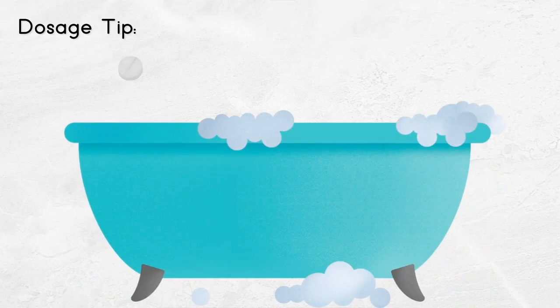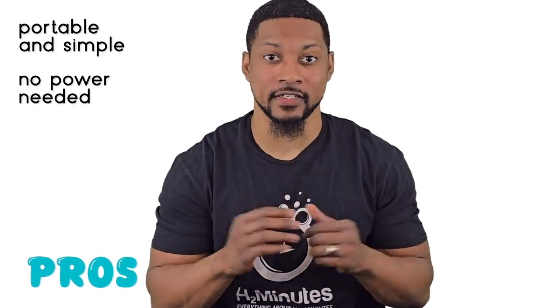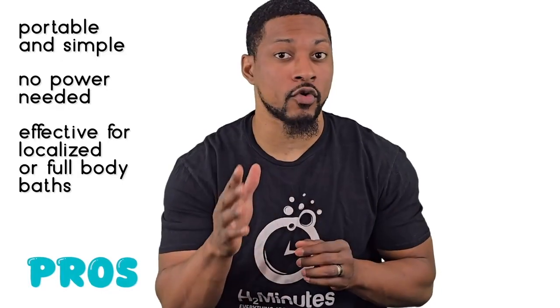Dosage tip. To hit 0.3 milligrams per liter in an average sized bathtub, around 30 gallons, you need about 8 to 10 tablets. Here are some pros for the hydrogen bath tablets. Portable and simple. No power needed. Effective for localized or full body baths.